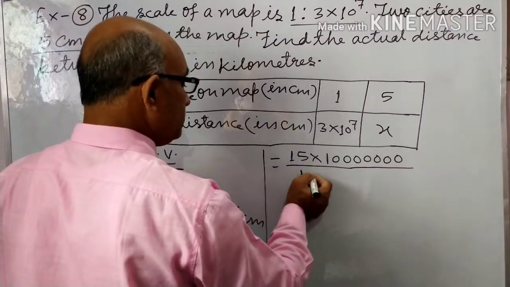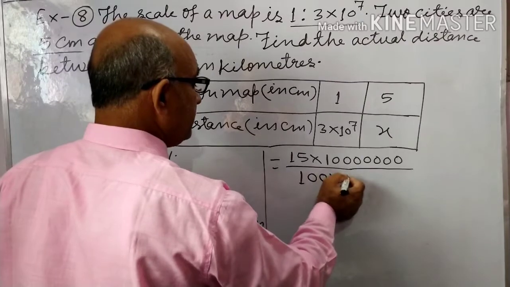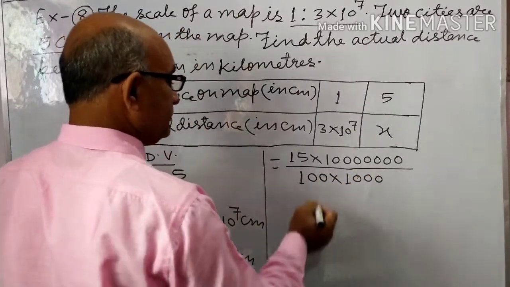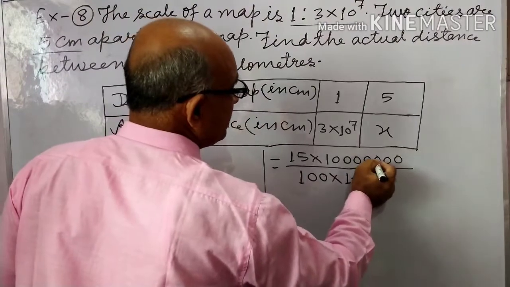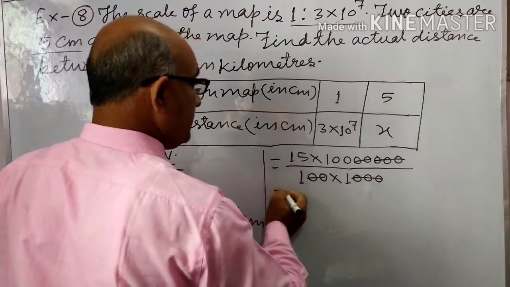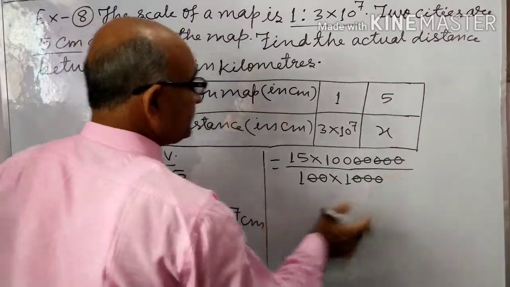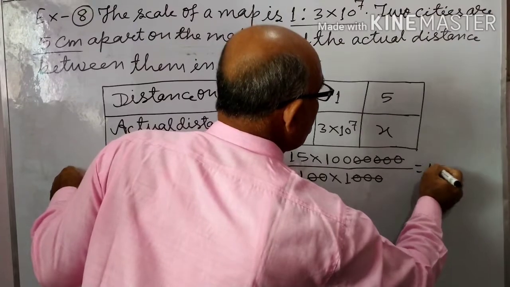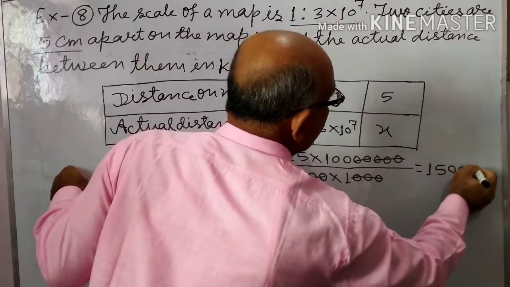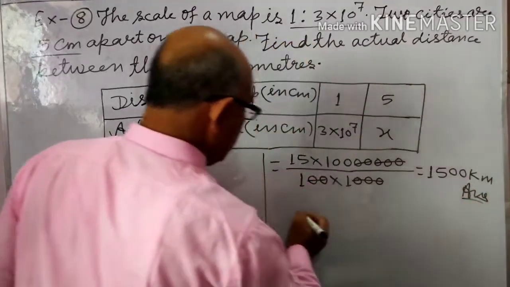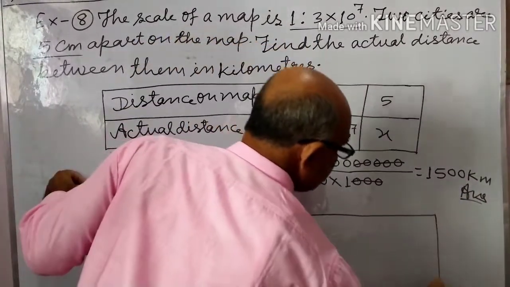Now 100 into 1000, 3 zeros, now 2 zeros, equal to 1500 kilometer. Answer.